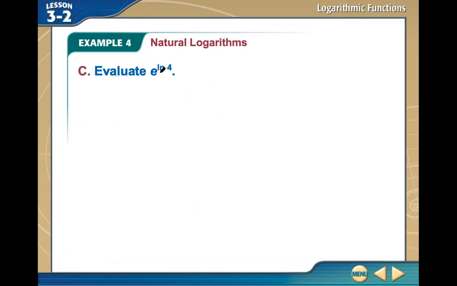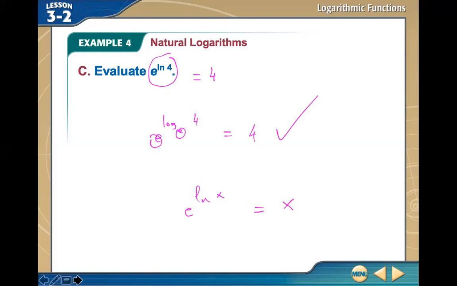Okay, what about this? Can you tell me what is the answer directly? 4. Four. The result is directly 4. Since this means e to the power of logarithm of 4 to the base e, and when the bases are the same, the result is 4. Or as a property we just memorized, e to the power of ln x is equal to x.